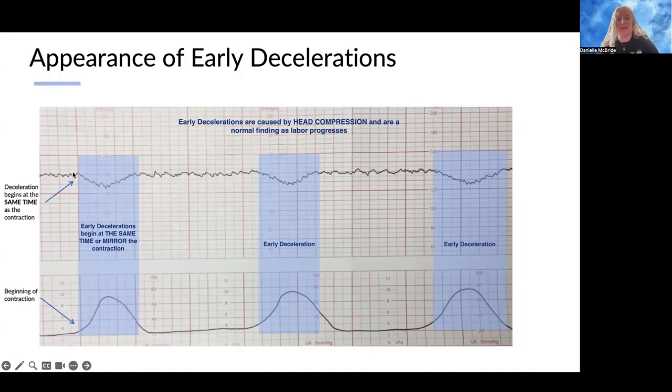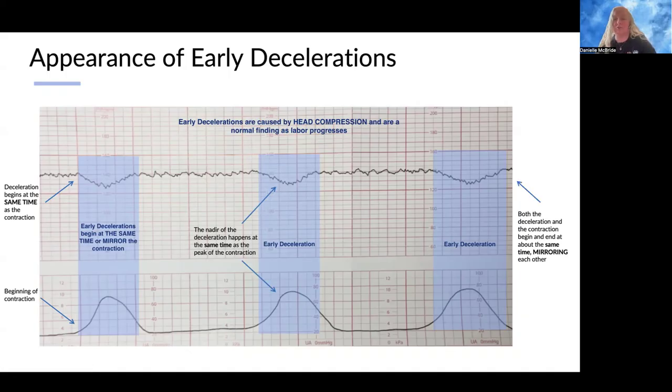So here is our baseline for the baby, and now here's our decrease starting at the same time as the contraction. The nadir of the deceleration happens at the same time as the peak of a contraction. So here's the nadir, or the low point of the deceleration, and then here's the peak of the contraction, and you can see that they are happening at the same time. And then both the deceleration and the contraction begin and end at the same time, mirroring each other. So you can see where this deceleration is recovered to baseline at the same time that the contraction is ending.